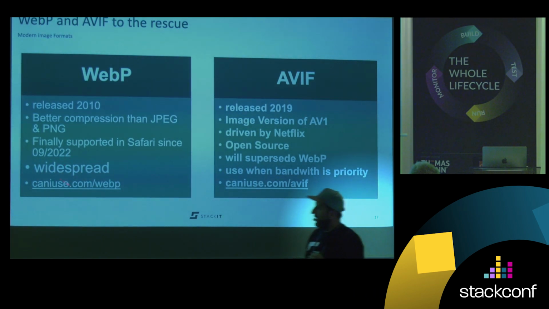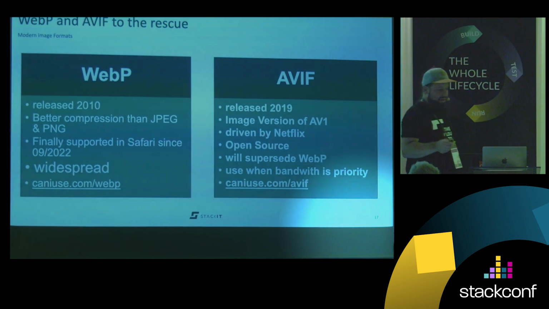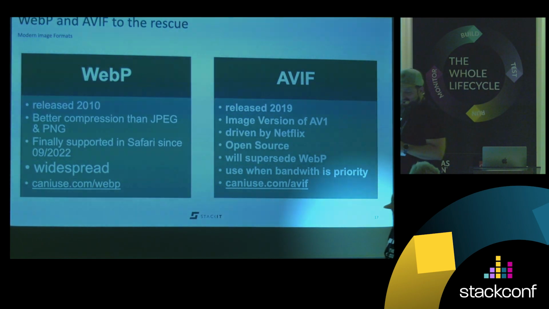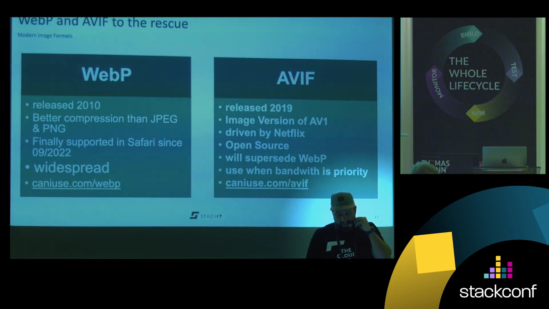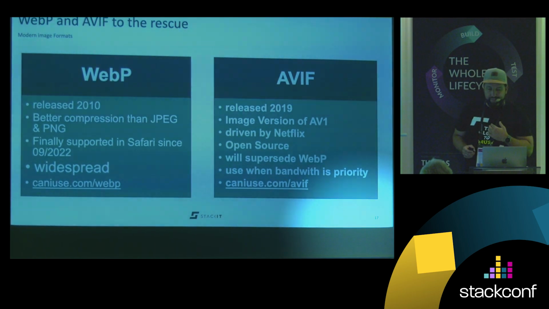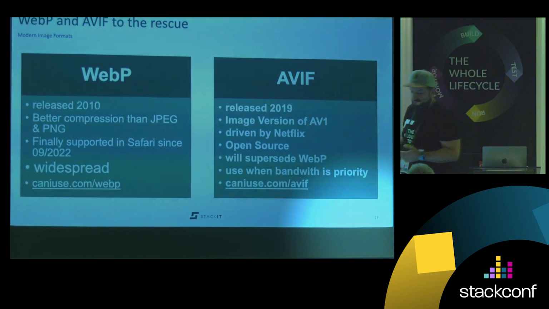You can check out on caniuse.com/webp if your browser version is supported, but nowadays every browser should really support WebP. If not, there's a problem in the browser. Yeah, and there's the second format, not that much known. It's called AVIF. It was released 4 years ago, in 2019. It was mainly driven by Netflix. It's planned that it will supersede WebP.